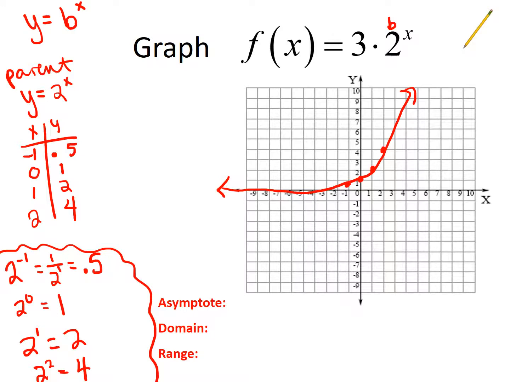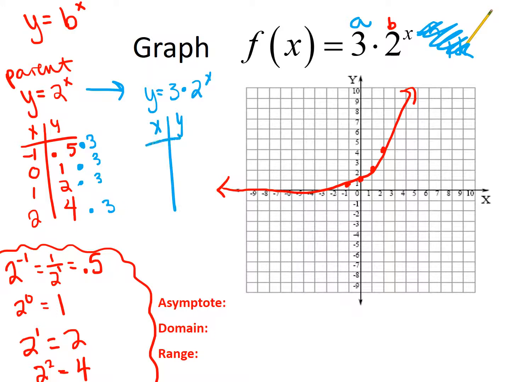So if I want to perform the transformations for my new function, y is equal to 3 times 2 to the x, you guys, I don't have a minus h or a plus k on this at all, but I do have a stretch or a shrink. So that means I'm going to multiply my y's by that a value, which is 3, in order to come up with my new table. So my new table, my x's don't change. So that's going to be -1, 0, 1, 2. And my y's are going to be, well, 0.5 times 3 is 1.5.